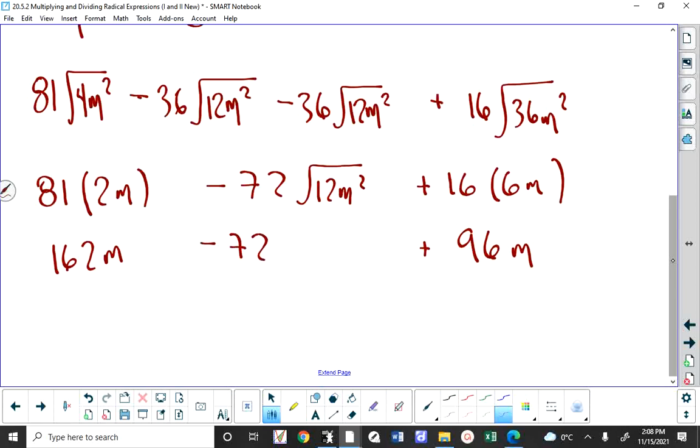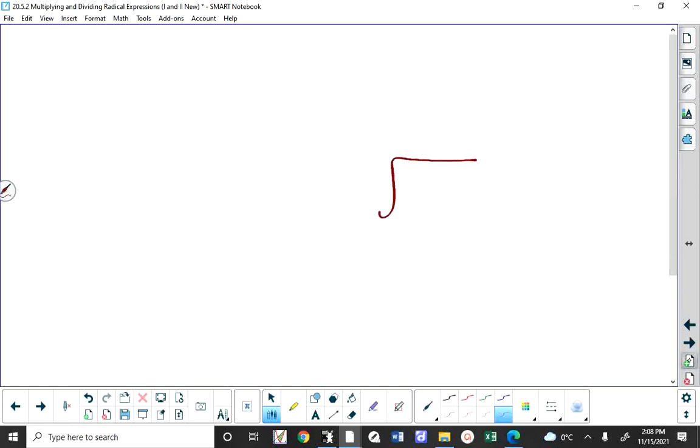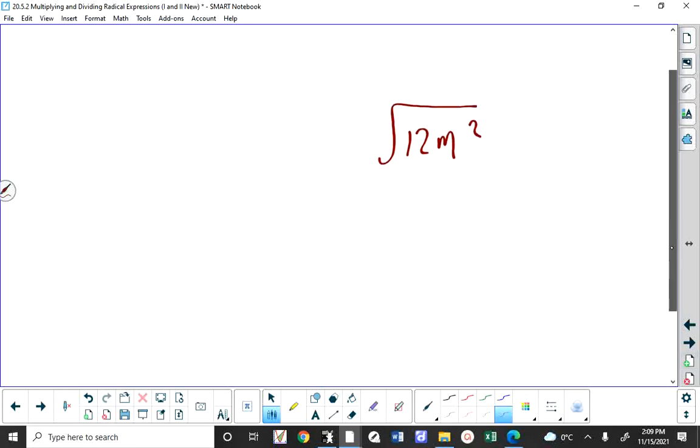Well, let's talk about that for a second. Root 12m squared. There are so many ways for you to arrive at this. Okay? Make sure that's right before I go on. And what I'm going to tell you right now is, you know what? I don't particularly care how you accomplish that. Okay? As long as you do it on your own.